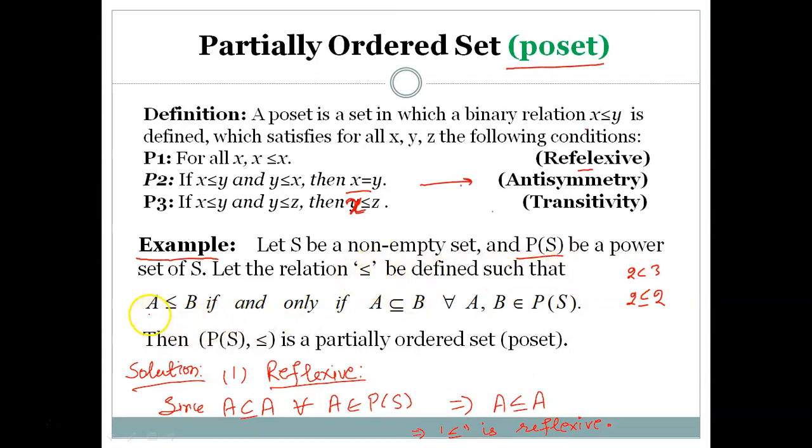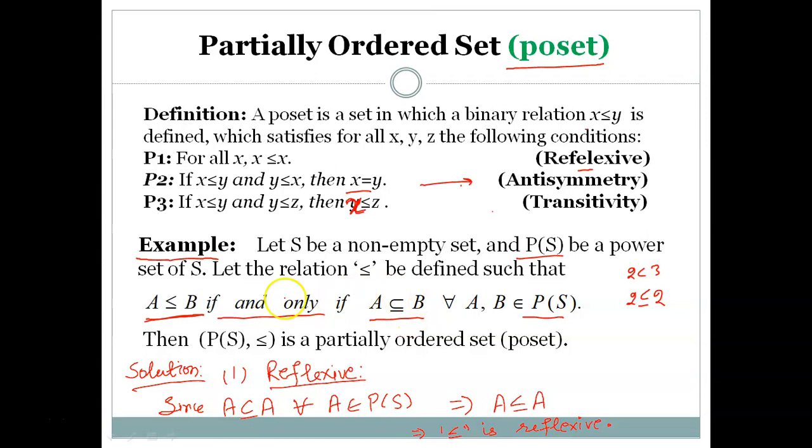For example, here you say for A, B in the power set PS, A is less than or equal to B if you are defining the relation in this manner: A is less than or equal to B if and only if A is a subset of B, for all A, B belonging to the power set PS. If you define the relation in this manner, then PS with less than or equal to is a partially ordered set, a poset. So in order to establish that PS is a partially ordered set, you have to establish these three properties: first reflexivity, second antisymmetry, and third the transitive property. So you see, every set is a subset of itself, so for all A belonging to PS you can say A is less than or equal to A, because the meaning of less than or equal to is A is less than or equal to B if and only if A is a subset of B.